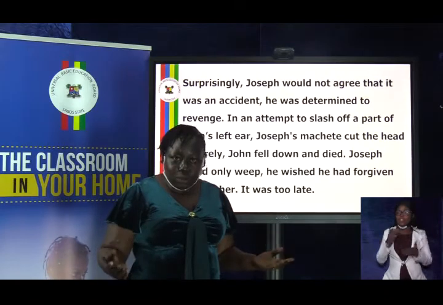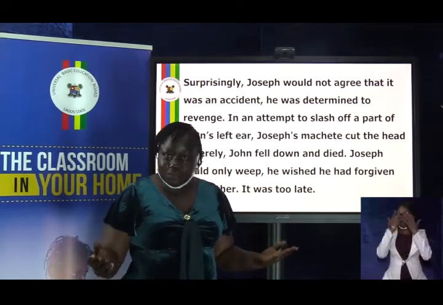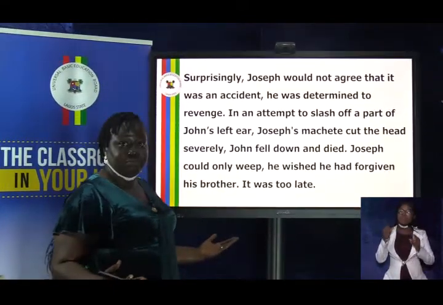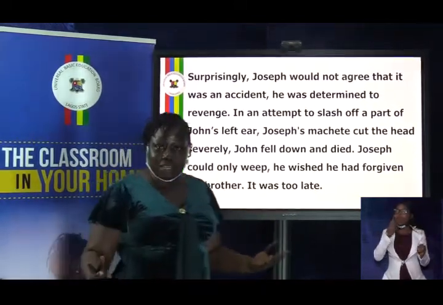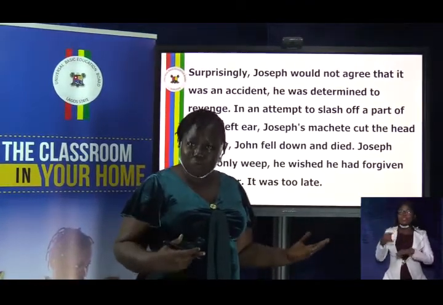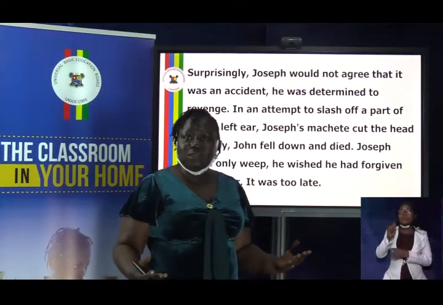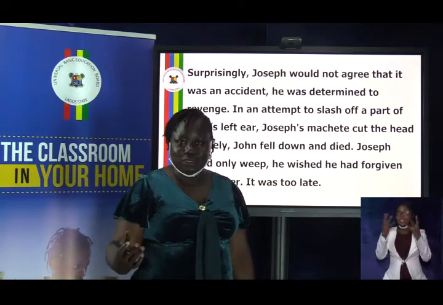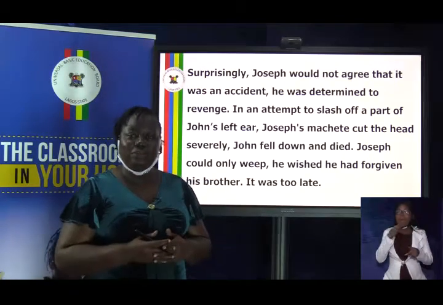Did you enjoy that story? Oh, some of you are still feeling sad that John died. John died because Joseph could not forgive him. So, who are the characters in the story? What is the setting of the story? What is the plot? What is the conflict? And what is the resolution? Yeah, I can see that a lot of you are eager to say the answer.